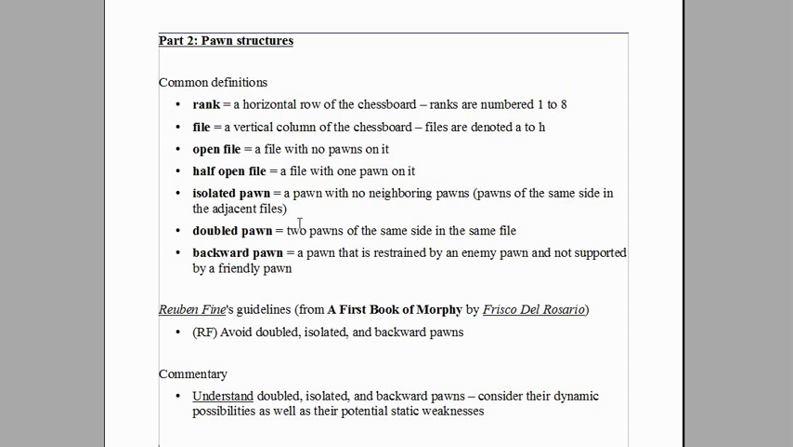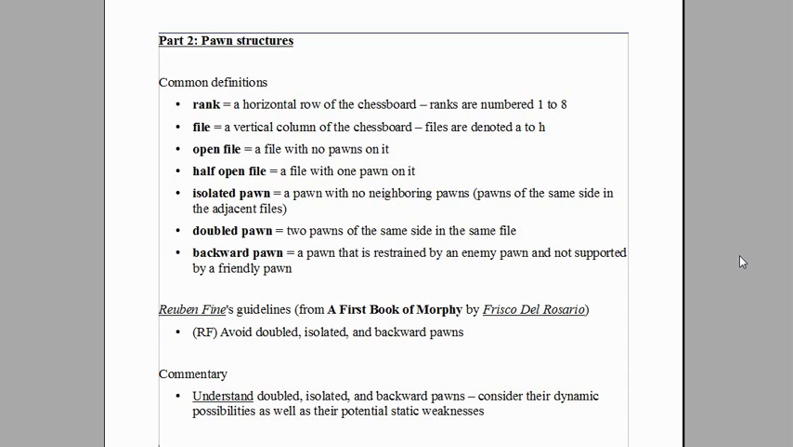A doubled pawn is where you have two pawns on the same file. These pawns can be a bit clumsy. The pawn in front will sometimes obstruct the pawn behind, preventing it from advancing. And a backwards pawn is a pawn which is restrained by an enemy pawn and not supported by a friendly pawn. So a backwards pawn has a hole in front of it, and that's covered by an enemy pawn, and it typically is supporting a friendly pawn. So there's a forward pawn in a backward pawn pair. I'll give an example of that. That was kind of obscure, the way I phrased that.